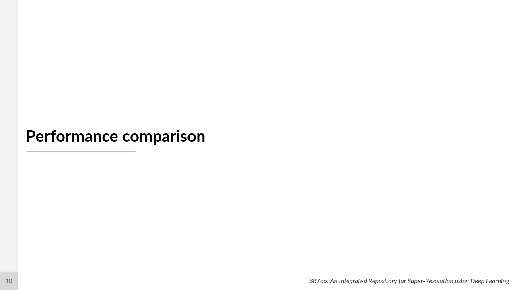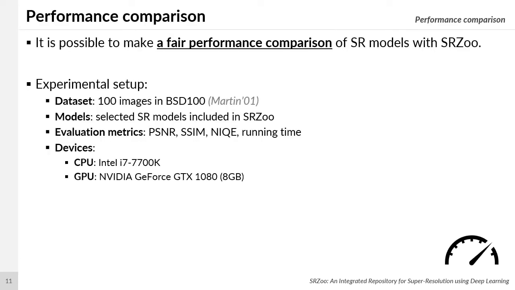Now let me show you the demonstration of using SRZoo by employing performance comparison. We compare some selected SR models included in SRZoo on 100 images in the BSD100 dataset. Note that the BSD100 dataset is one of the most widely used benchmark datasets for SR models. We employ 2 inference devices, which are a CPU and a GPU. We also evaluate with the following evaluation metrics, which are PSNR, SSIM, NIQE, and running time on CPU and GPU.